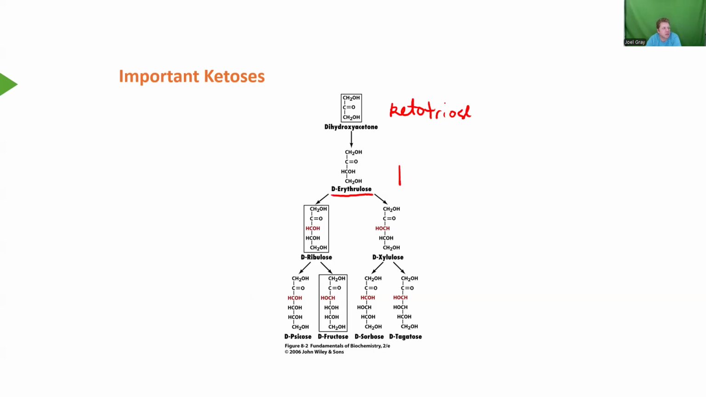Erythrulose is a keto tetrose. Ribulose is a keto pentose. And then fructose is a keto hexose.